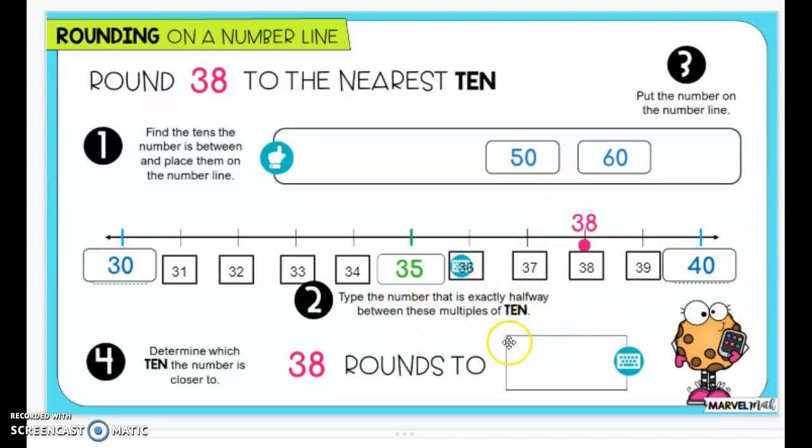And 38, if I'm rounding to the closest 10, is it going to be closer to 30 or is it going to be closer to 40? It's going to be closer to 40. So 38 rounds to 40. That's how you do rounding to the nearest 10 using a number line.